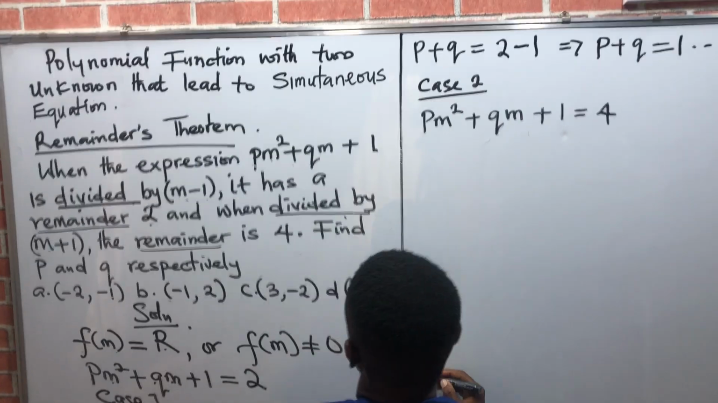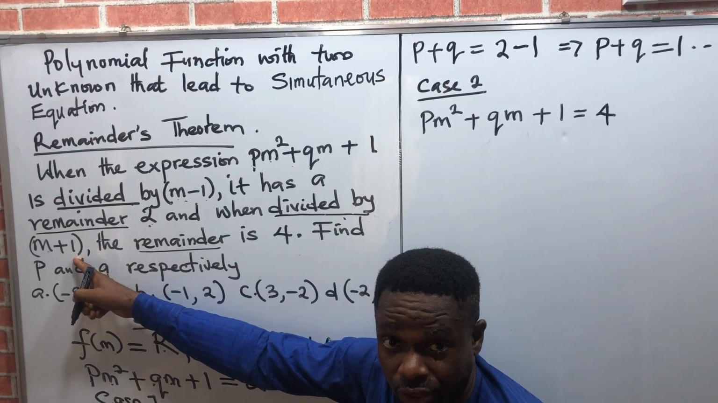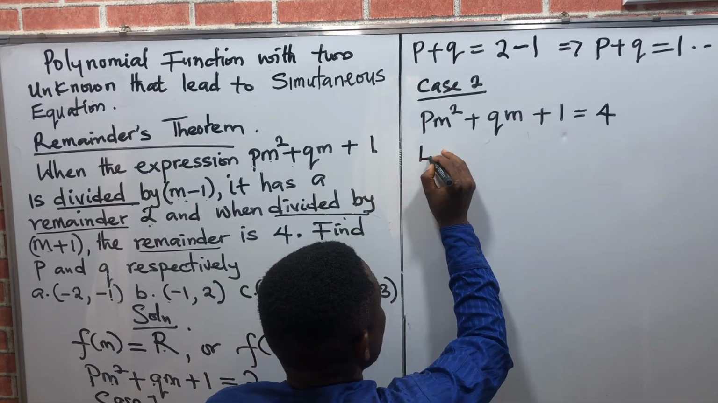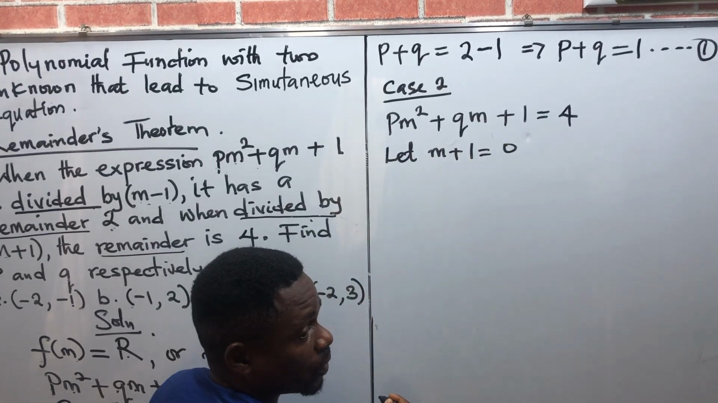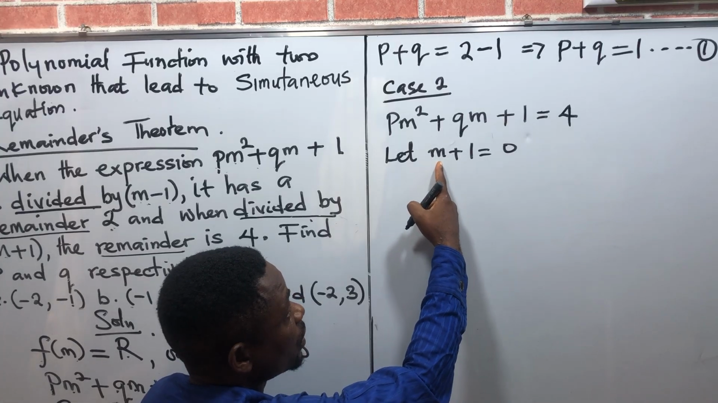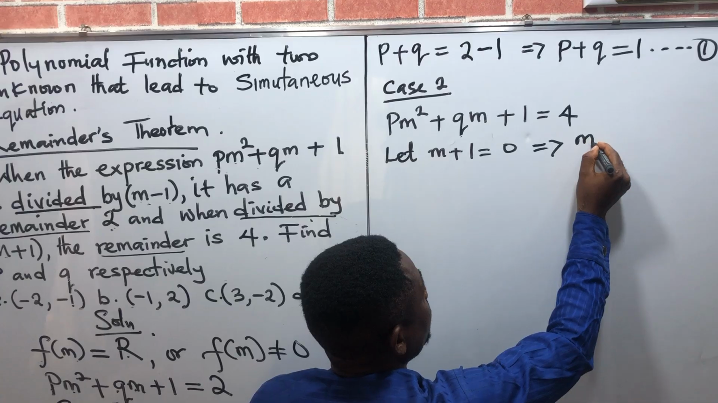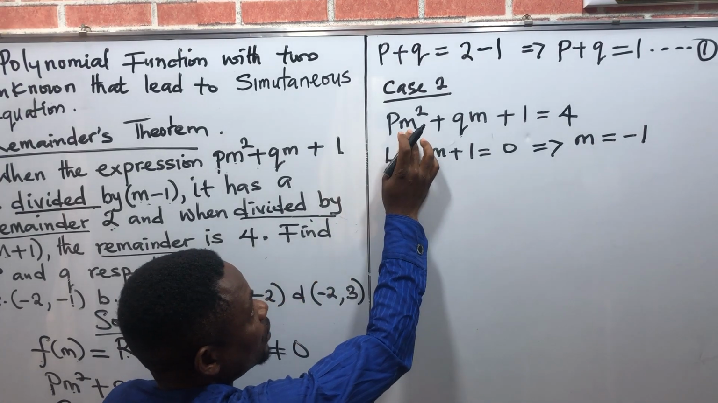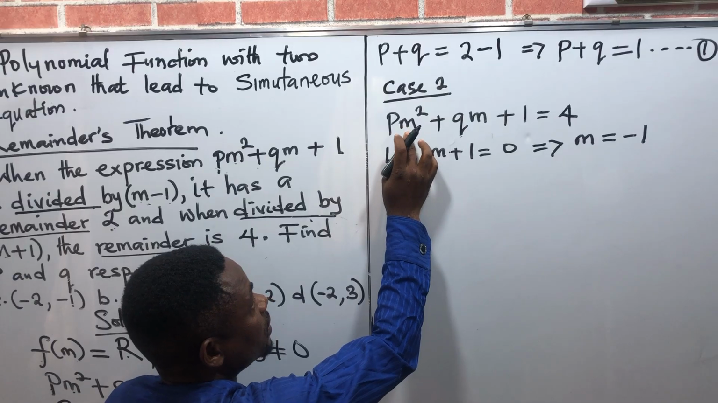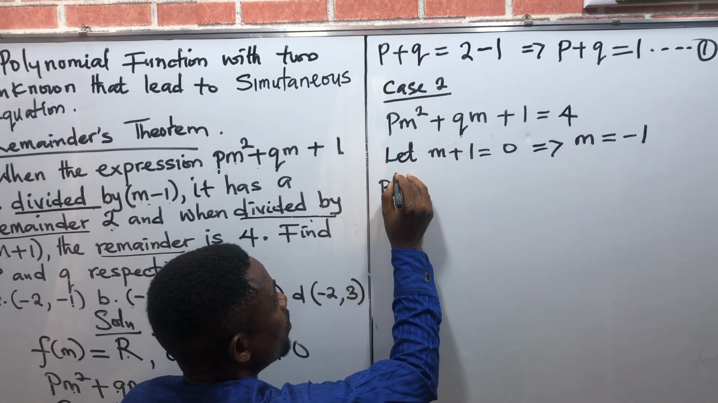Then the next thing is to appreciate the divisor. The divisor is M plus 1. Then I will now say, let M plus 1 be equal to 0. Can I make M subject now? Then you carry plus 1 to the right, so that the value of M should now be equal to minus 1. Then let's go back to the function now. Anywhere I see M, remove it and put minus 1.